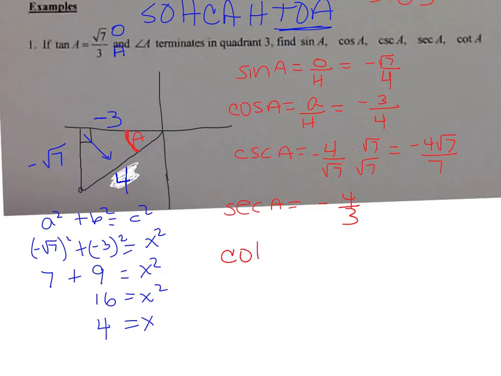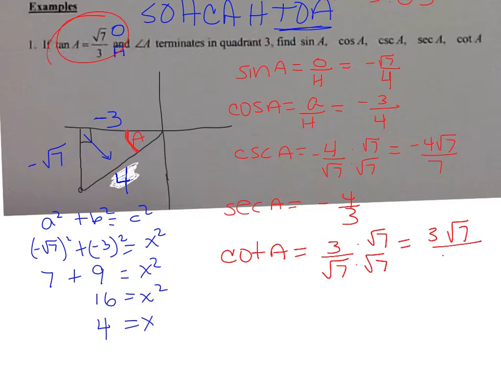And then the last one I need is cotangent A. So I go to tangent, which is all the way over here, and I flip that, which is 3 over the square root of 7. We'll rationalize the denominator, multiply the top and bottom by the square root of 7. We get 3 the square root of 7 over 7. All right, so flip it over. Let's try the other problem on the other side.